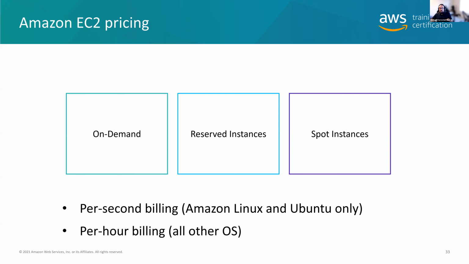Now it says all other OSs. That's technically no longer accurate. Amazon Linux, Ubuntu, MS SQL Server on Linux, they also do per second billing. And I want to say they converted Windows to per second billing as well. So I think it's only SUSE and Red Hat that now do per hour billing. Everything else, I think it does per second billing. Yeah, I think that's right.